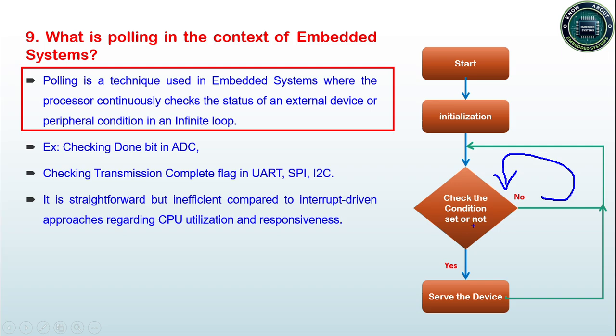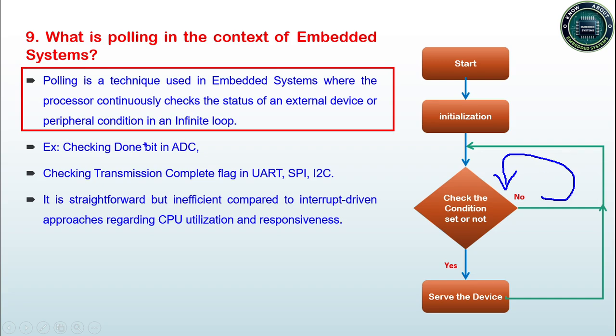It checks whether the condition is set or not. If not, it will go on monitoring, continuously. The processor will monitor that particular condition. If the condition is set, then it is going to execute some instructions or some piece of code. Again, it will go on monitoring the same condition, or it may go to another condition as well. So this process of monitoring a particular hardware or a particular condition in an embedded system is called polling.